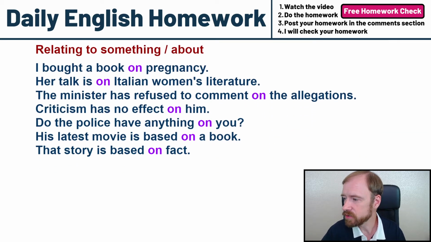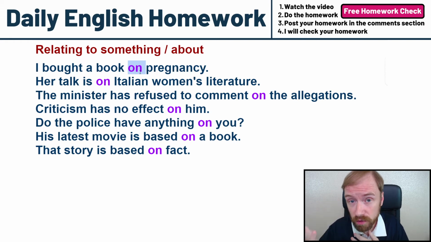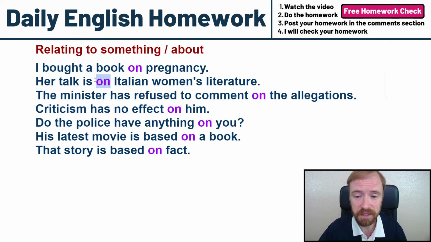All right, relating to something, about something. So I bought a book on pregnancy. Very common usage. This would be a good one to practice in your homework. So this on would mean it's related. The book is related to pregnancy, or it is about pregnancy. I bought a book on pregnancy. Her talk is on Italian women's literature. So what is her talk about? It's about Italian women's literature. It's on that.